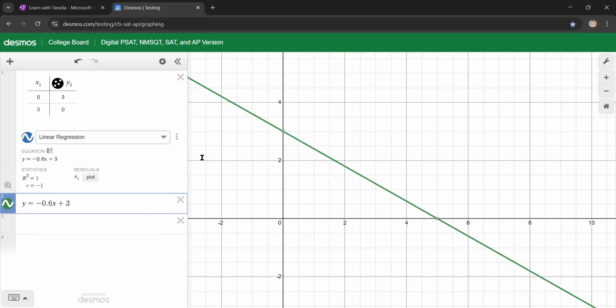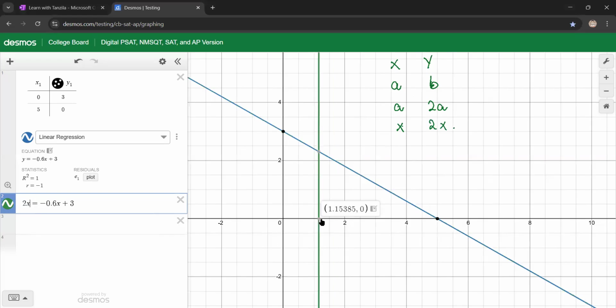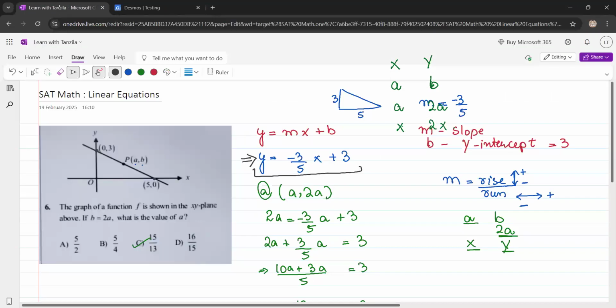So our point was A and B. A is A only, B is 2A. In Desmos, I need to use X and Y. This is my X, this is my Y. So if I take A as X, then my Y is 2 times X. This is what I will work with in Desmos. Desmos will only take X and Y as variables. So X is X only, Y I will write as 2X. I got this green line, that is my answer, 1.15.